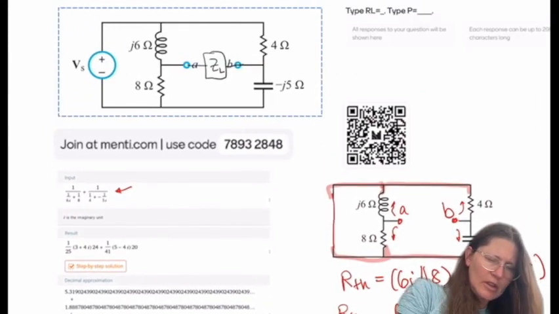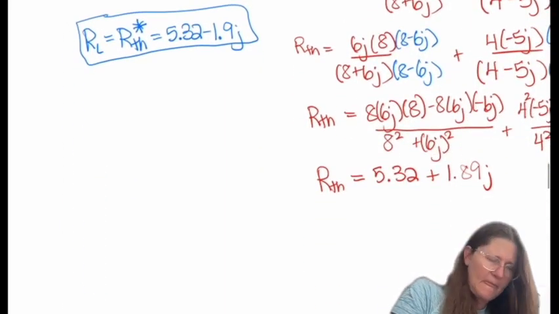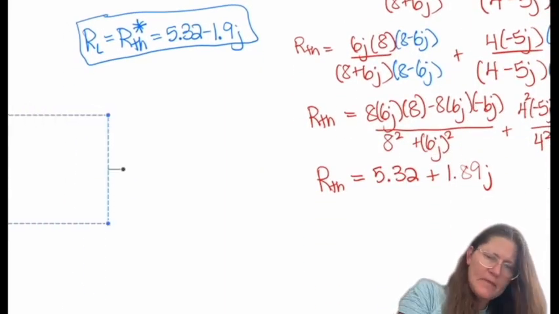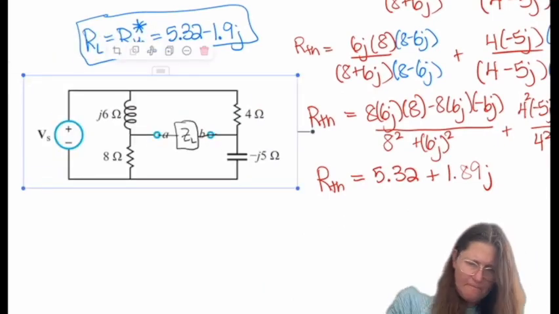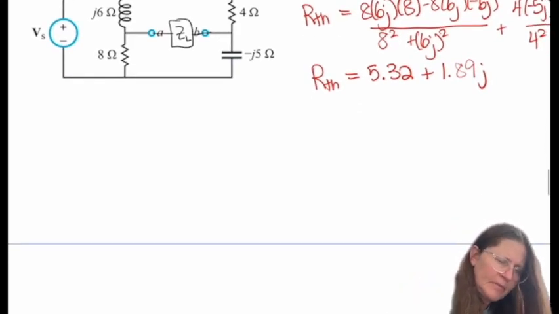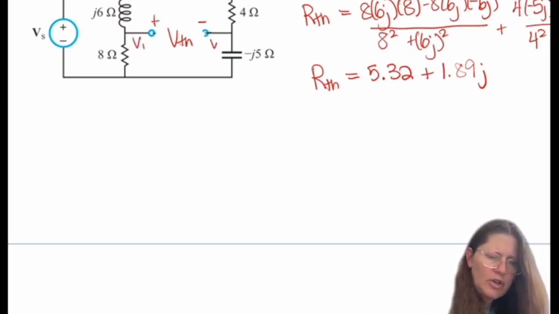For power, we need to find V. And so from that, we're going to put VTH is between these two nodes. So we need to kind of find V1 and V2.